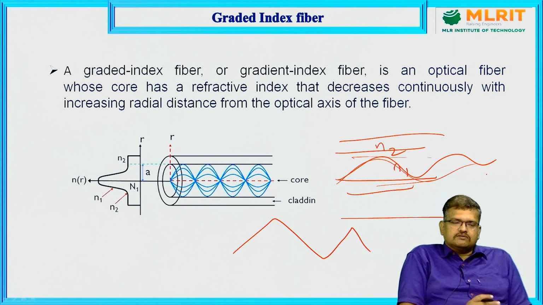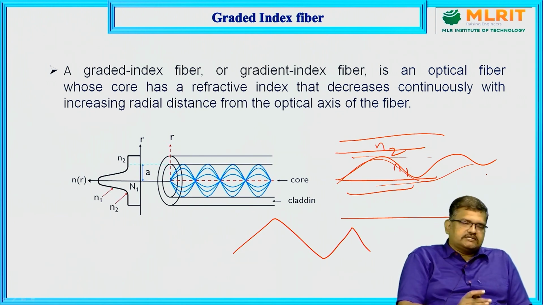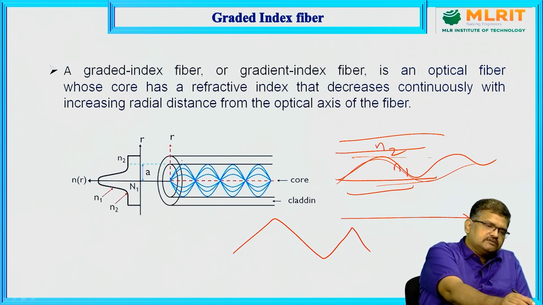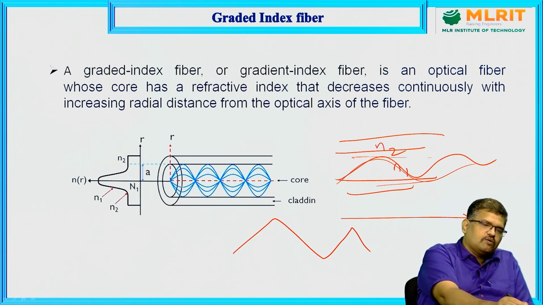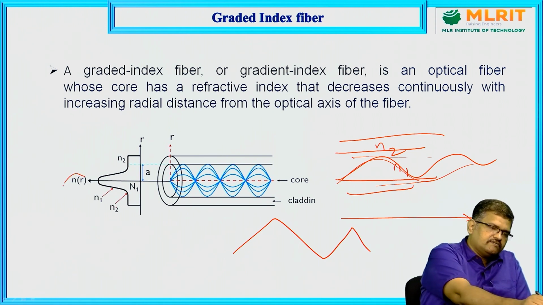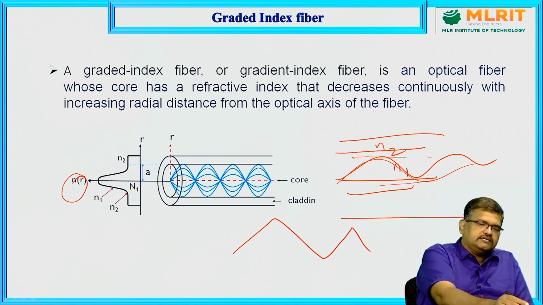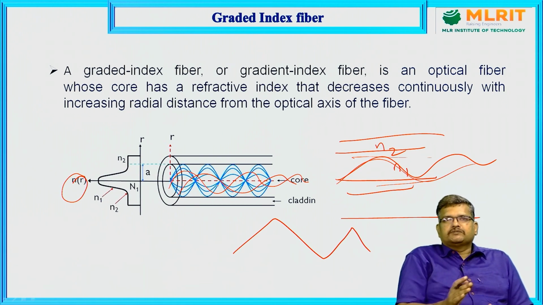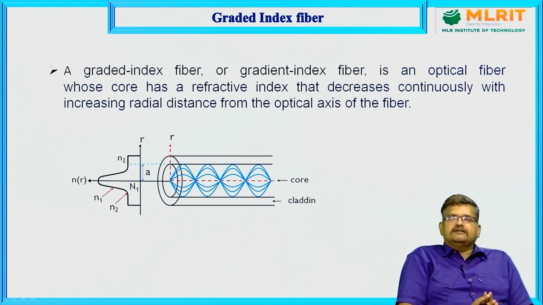Here also, in the graded index multi-mode fiber, if you see the diagram, N1 is the core and N2 is the cladding, and this N of r is the radial distance. This is a multiple mode signal. Here you see the smoothened structure. This is nothing but the graded index fiber.